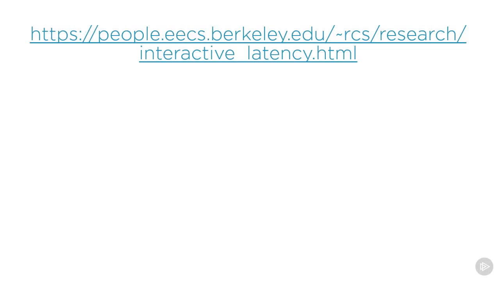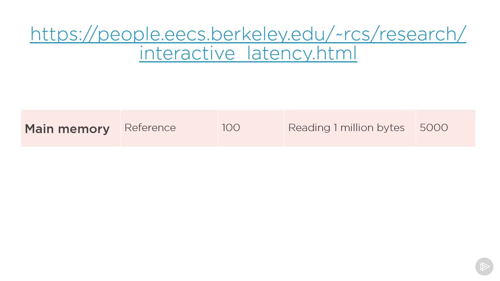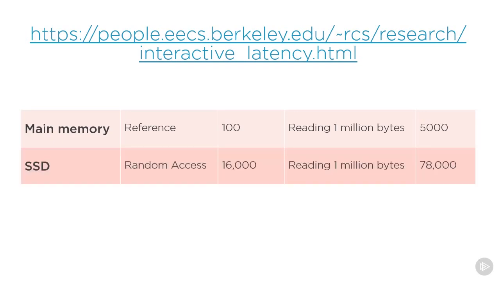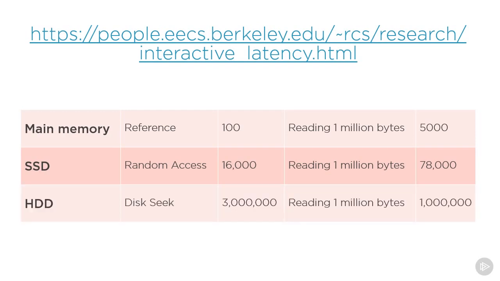There's a neat project at UC Berkeley with all this information and how it's changed over time. Some more interesting insights from the project is that while finding a reference in main memory takes 100 nanoseconds, reading 1 million bytes sequentially from main memory takes 5,000 nanoseconds or 5 microseconds. Contrast this to randomly accessing a location in an SSD, which takes 16,000 nanoseconds or 16 microseconds, and reading 1 million bytes sequentially from an SSD, which takes 78,000 nanoseconds or 78 microseconds. A disk seek takes 3 million nanoseconds or 3 milliseconds, and reading 1 million sequential bytes takes 1 million nanoseconds or 1 millisecond.